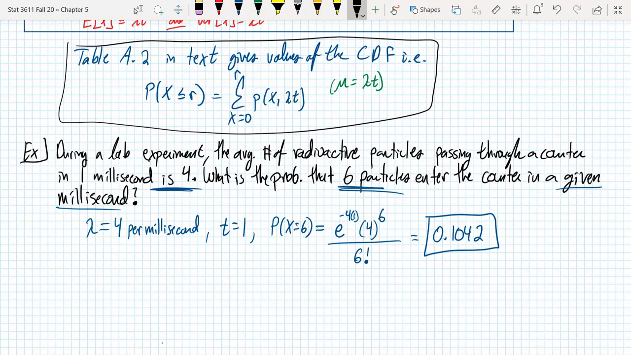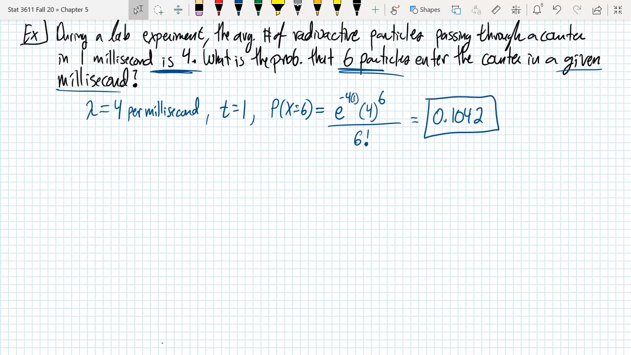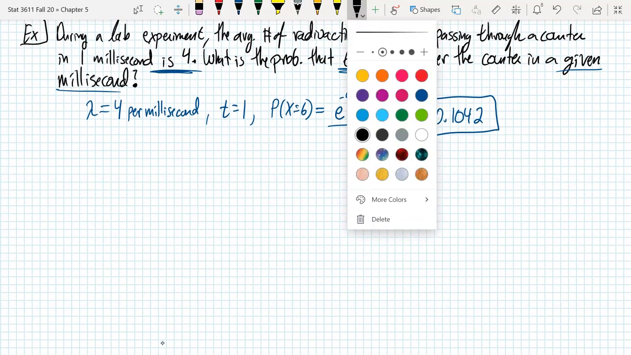0.1042. All right. There we go. Looks good. So there's that first example. You get a feel for how this works. Let's do one more.